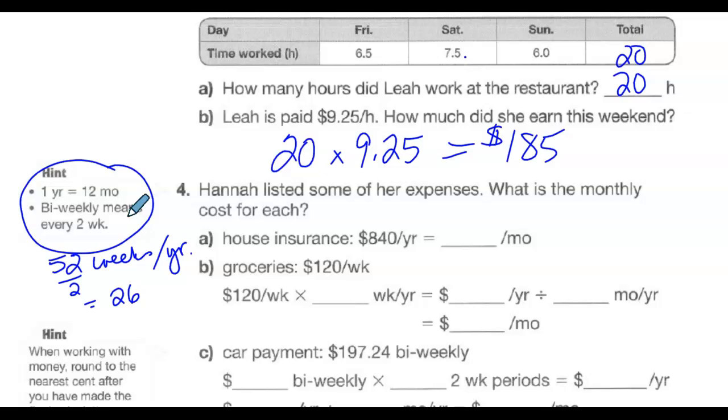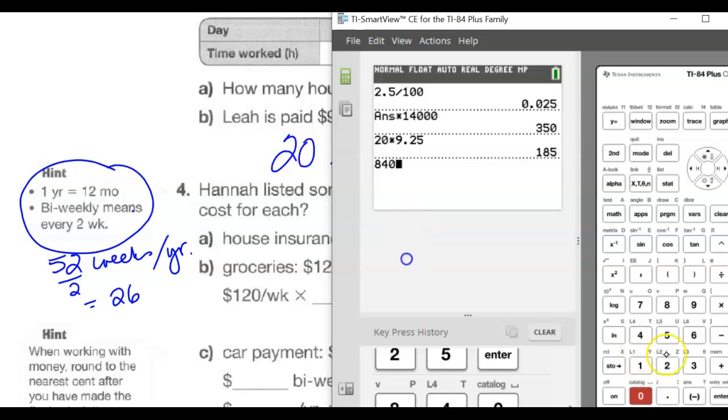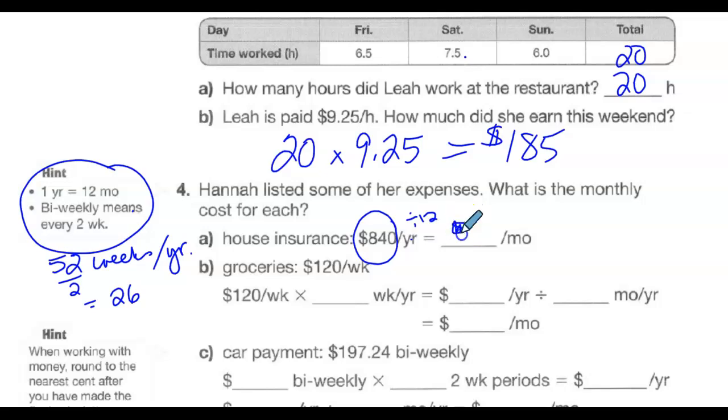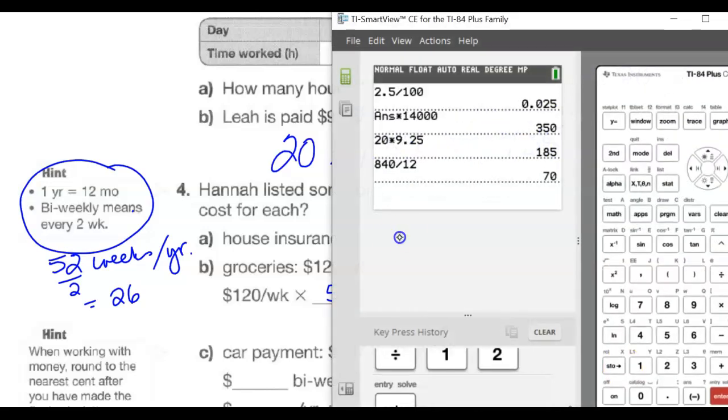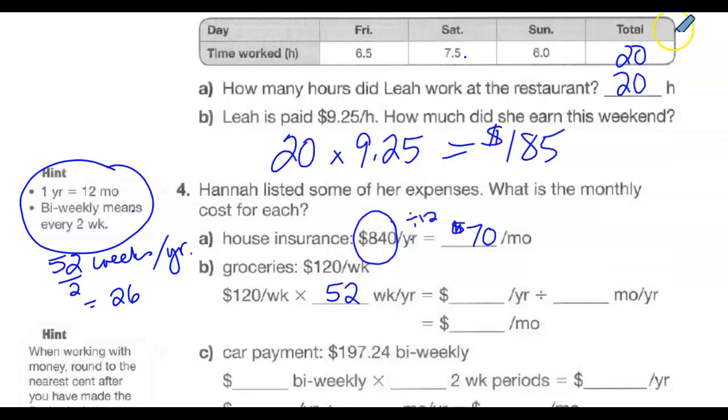So it says Hannah listed some of her expenses. What is the monthly cost? So if you're given the yearly amount, monthly, you divide by 12. So 840 divided by 12 is $70 a month. Okay, groceries, $120 a week. So convert that to a year. So we'll multiply by 52 weeks in a year. So 120 times 52 is 6,240.